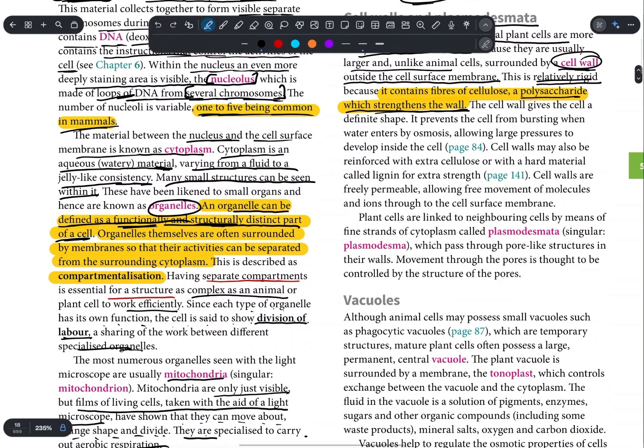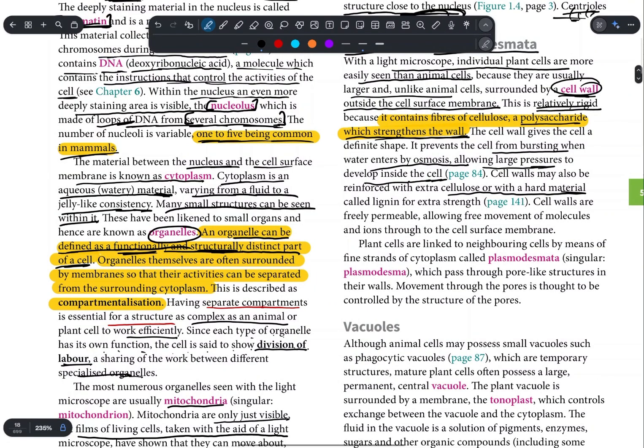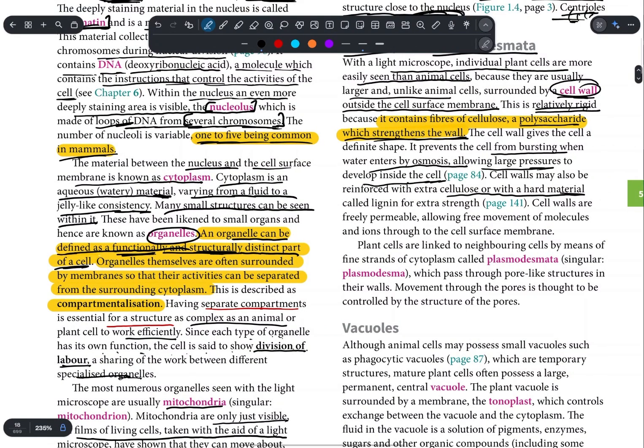Also, it prevents the cell from bursting when water enters by osmosis, allowing large pressure to develop inside the cell. Cell walls may also be reinforced with extra cellulose or with a hard material called lignin. We can find lignin as well. What does the extra cellulose and the lignin give? It gives extra strength, which is generally needed in regions of the plant like stems, right? Because stems need to be stronger.